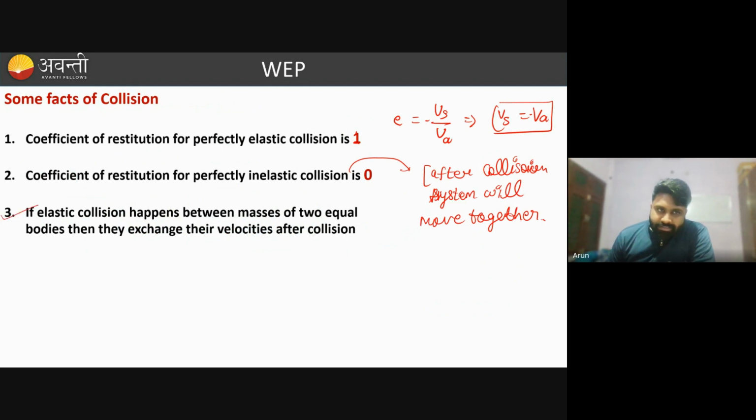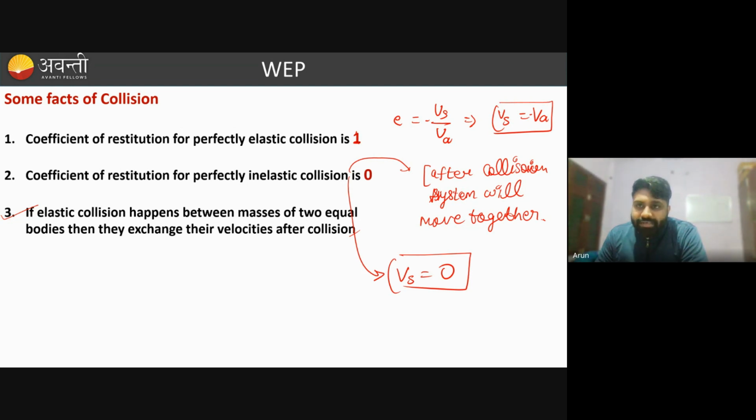Third point, it is written here that if elastic collision happens between two bodies of equal mass, then they exchange their velocities after collision. I have discussed it already. So velocity of separation in this case will become 0, which means there is no relative velocity after the collision. It means that they are moving with the same velocity.